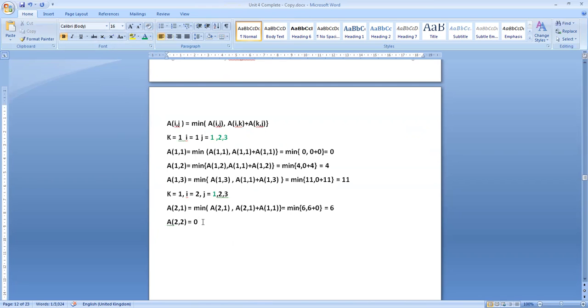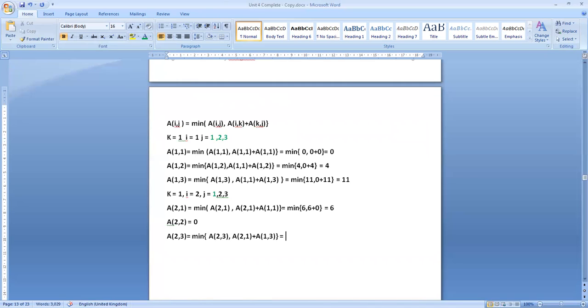Now I is equal to 2, j takes the value of 1, 2. Now j takes the value of 3. So a of 2 comma 3 is equal to minimum of a of I comma j, I is equal to 2, j is equal to 3, comma a of I comma k, I is equal to 2, k is equal to 1, plus a of k comma j, k is equal to 1, j is equal to 3.